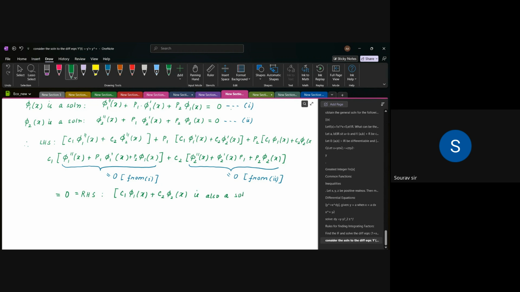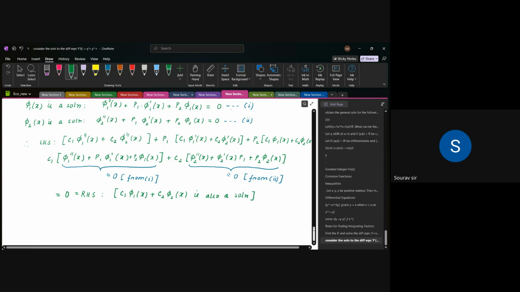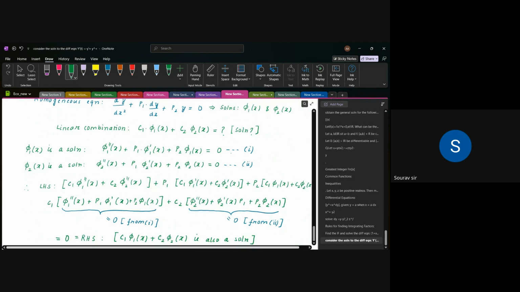Okay. So it need not actually even be exponential to start with. If you are able to find out any two possible solutions, then a linear combination of that will also be a solution. If instead of two, you're finding more than two solutions as well, then also that will be a solution. Correct?